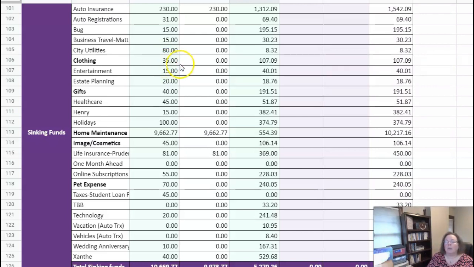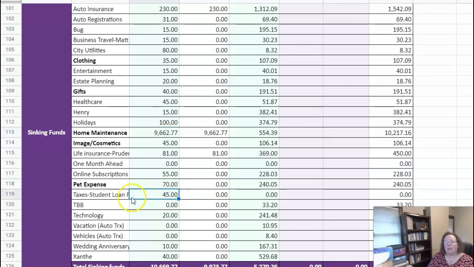Our clothing will be 35, entertainment 15, estate planning 20, gifts 40, healthcare 45, Henry 15, holidays 100, home maintenance 9,662. I will circle back to that. Image is 45, life insurance is 81. We're not doing 1 month ahead right now. Online subscriptions 55, pet expense 70.